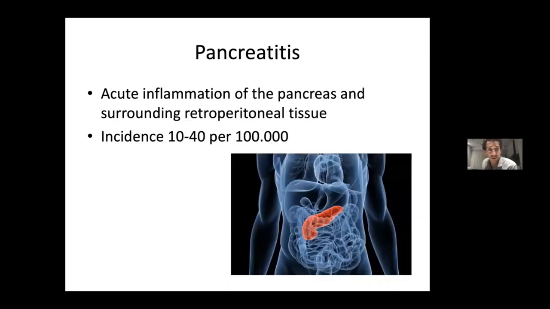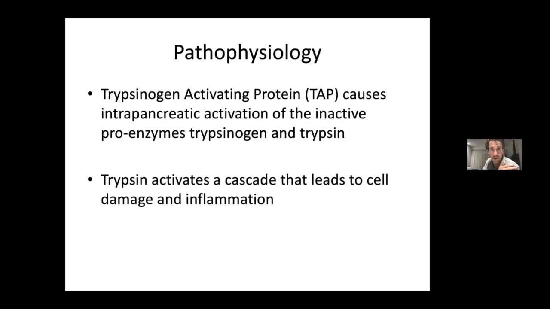So basically, pancreatitis is an acute inflammation of the pancreas and its surrounding retroperitoneal tissue. It has an incidence of anywhere between 10 to 40 per 100,000 people. The pathophysiology is not completely understood, but the thought is that trypsinogen activation causes activation of the intra-pancreatic enzymes, which should be inactive. Once they get active within the pancreas, this cascade gets activated, which leads to pancreatic cell damage and inflammation, and then obviously to pancreatitis.